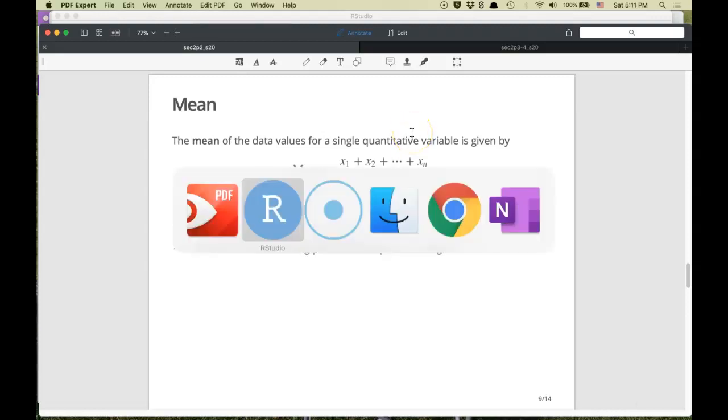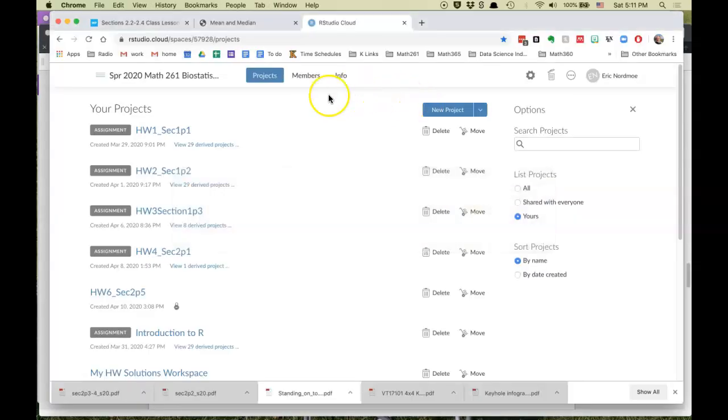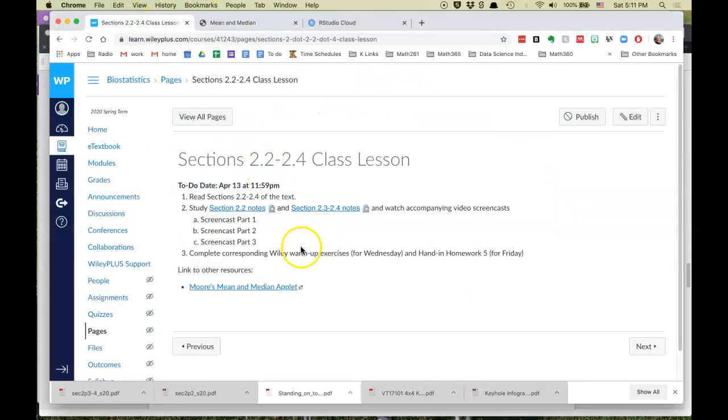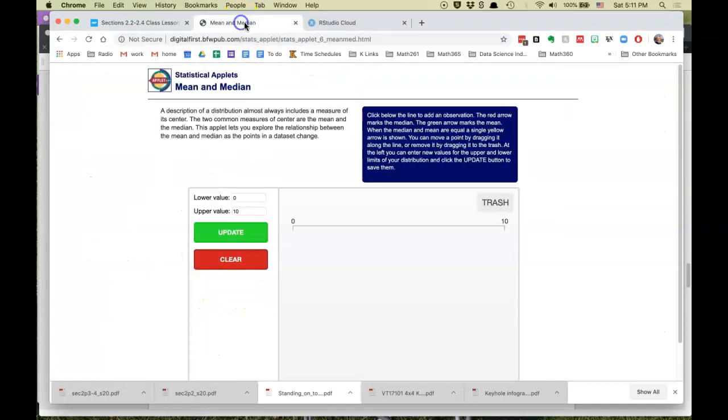but I want to show you an applet that's kind of useful just to get a little bit of a sense of this. And you should find this on the lesson for this section, Moore's mean and median applet. So I think I have it open over here. So we can think of this as constructing a dot plot. It will let us just put some points on the scale here. So I'm going to put a few points and maybe one over here.